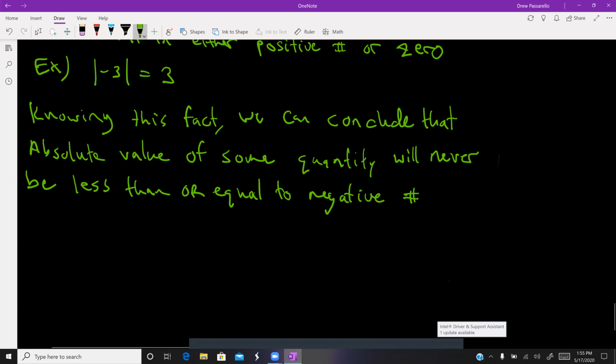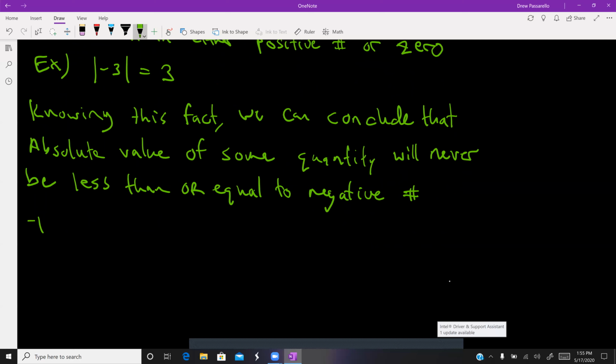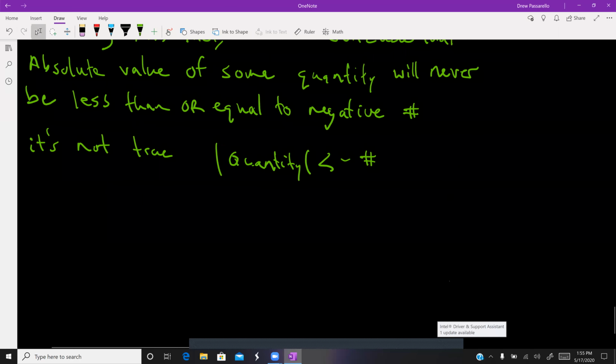So it's not true that if you have an absolute value of some quantity, that's going to be less than some negative number. That's impossible because of what the definition of absolute value is. So this is impossible.